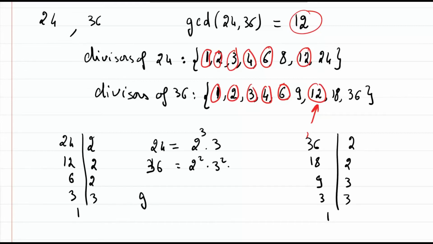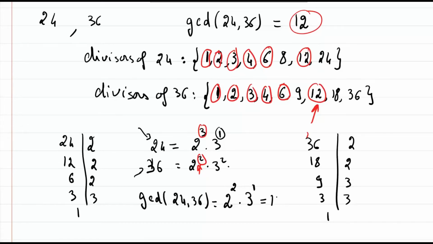And now the greatest common divisor is given by the prime factors which appear in both the factorizations, 2 and 3. So I have here 2 to the power... I take the smallest power of 2 which appears. So it's this one, 2 to the power 2. And for 3, I take the least power which appears in those factorizations. So it's the 1 here, 3 to the power 1. And this is, of course, 12.